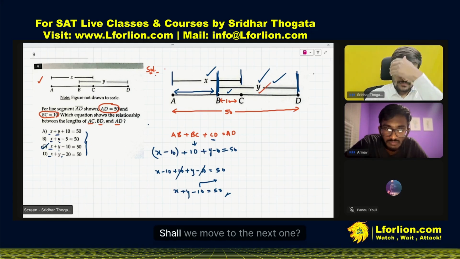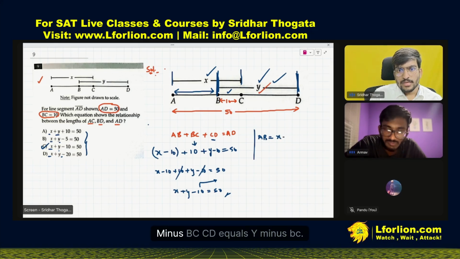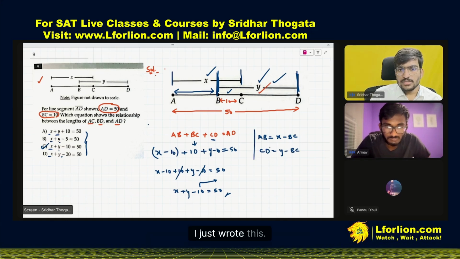You're right. Shall I move to the next one? AB equals X minus BC. CD equals Y minus BC. I just wrote this AB and CD in the format of this. That equals X minus 10.